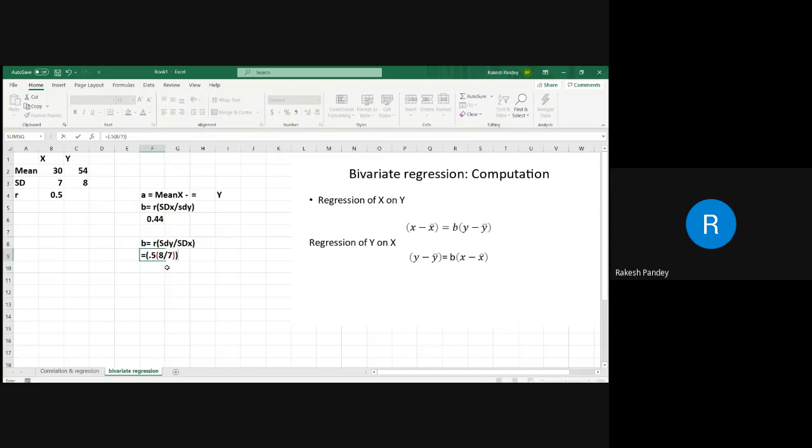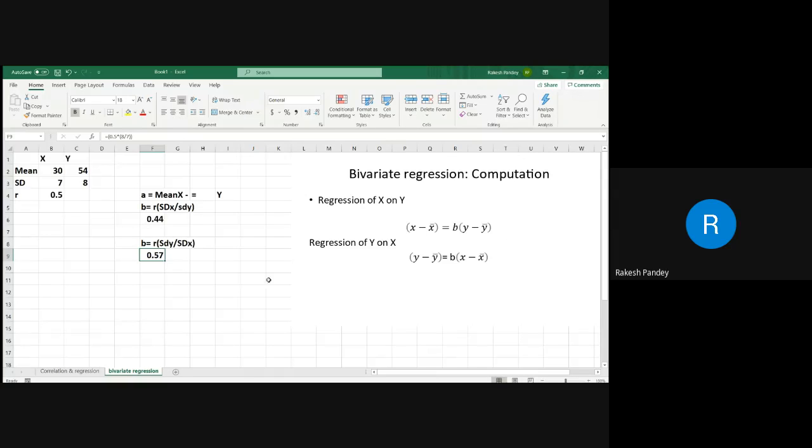When it is red, it means there is something wrong. It is correcting itself. So this is the regression coefficient. So you have to compute b, and a can be computed in this way. But for computational purpose, this is the simplest computation.